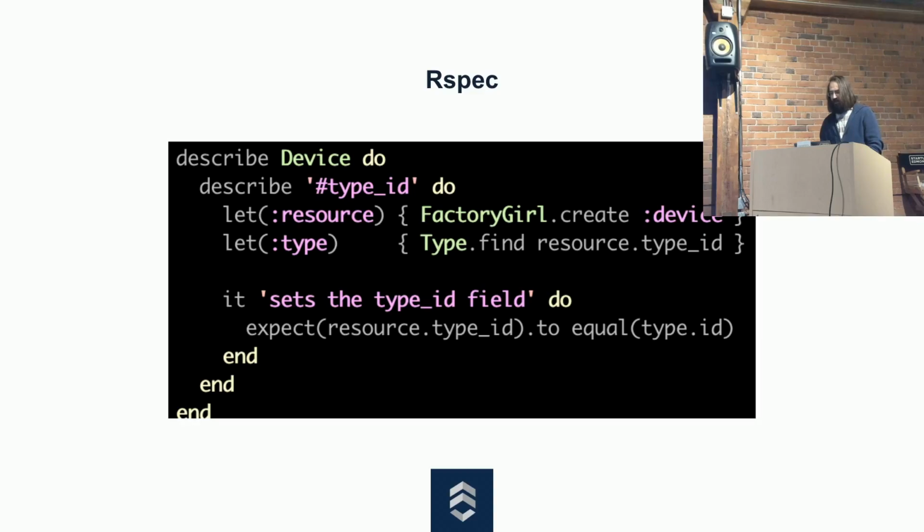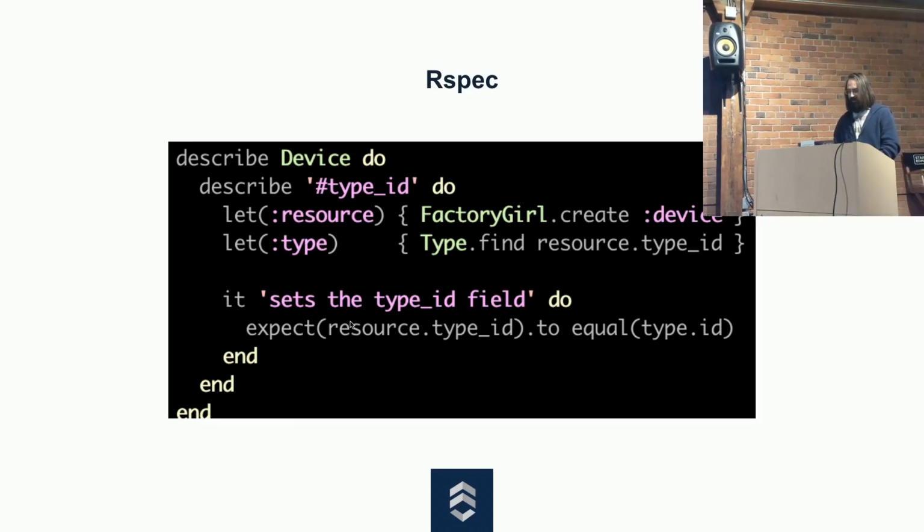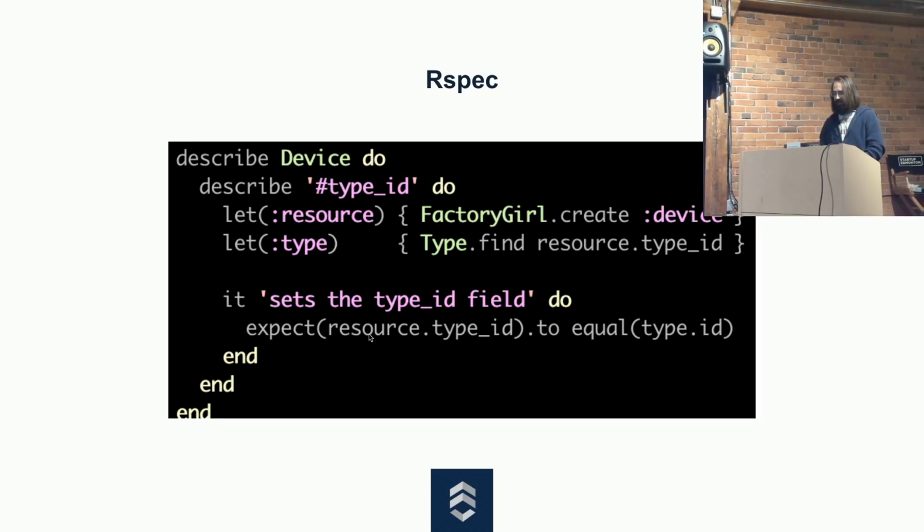Cool. So RSpec looks really similar to that last one that we looked at. We have a really simple test here. One thing that I set up in this is I'm using let, which lazy loads whatever the code is here. So this doesn't actually get called before my it block runs. It gets called when I say resource. So this actually gets replaced with what's going on here.